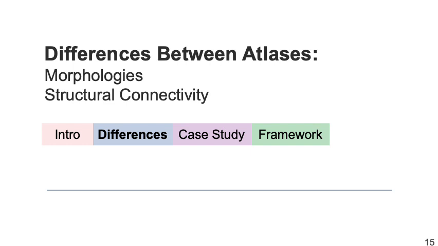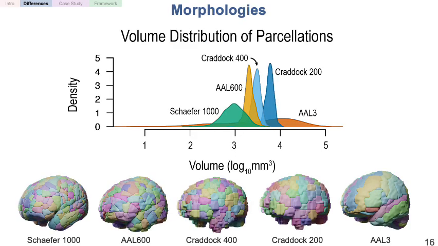Next, I want to briefly go over some of the physical differences between these atlases, with a focus on their morphologies such as size and shape, and structural connectivity networks created from these atlases, to give you a sense of what these atlases may look like in comparison to each other. Here you can see 5 different atlases and the distribution of the sizes of all their parcellations. On the x-axis of the density plot, you have the volume of parcellations on a log scale, showing that some atlases have a very uniform parcellation size, such as the Glasser atlas, which was created with the intention to be more uniform, and other atlases that vary widely in their sizes, such as the AAL atlas.